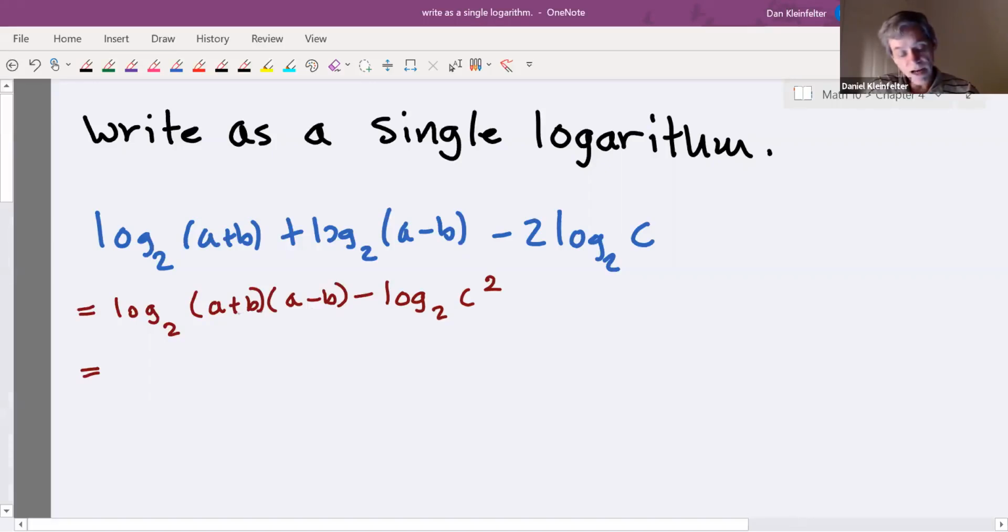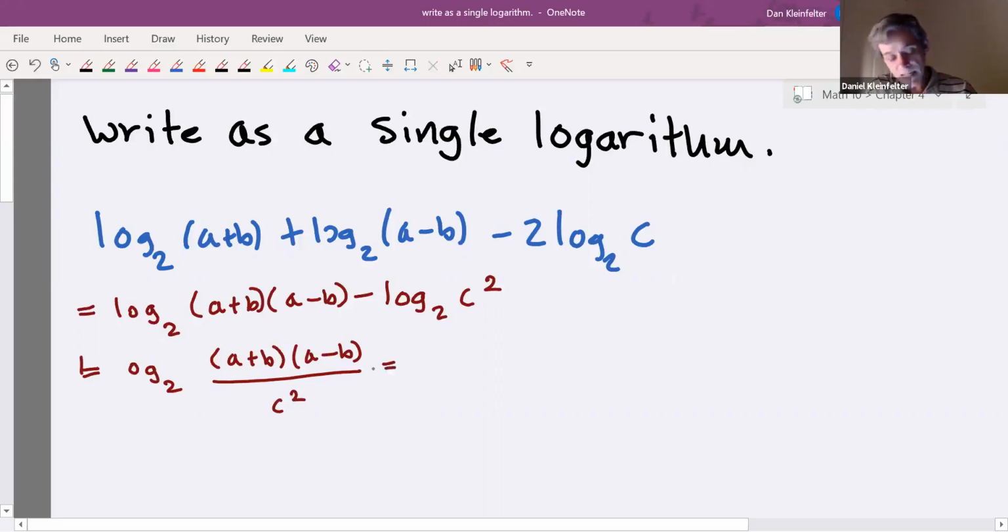Okay, so now I have a difference of two logarithms. We'll rewrite that as a quotient of two logs. So that will be log of, sorry, I said that wrong. We're going to rewrite that as the logarithm of a quotient. Okay, so we have one logarithm of a plus b, a minus b, and that is over c squared. So a single logarithm of a more complicated expression.